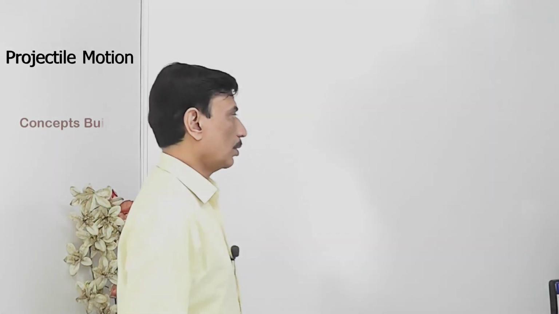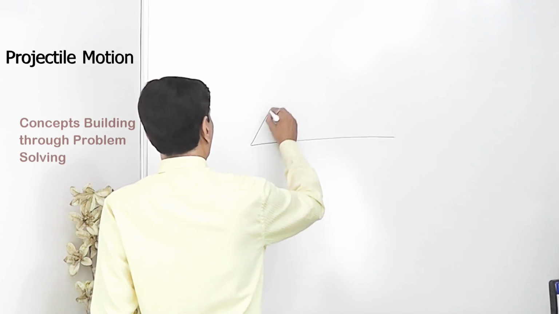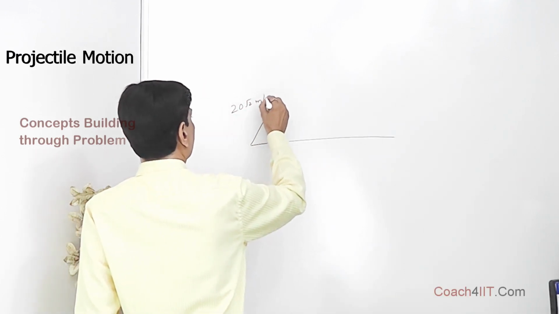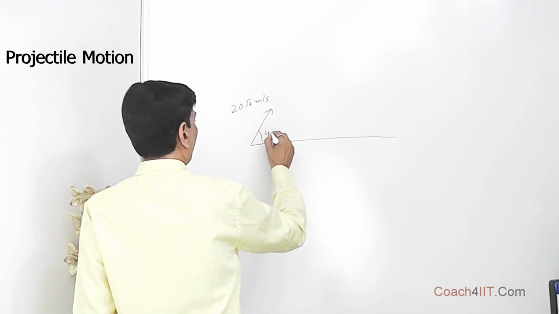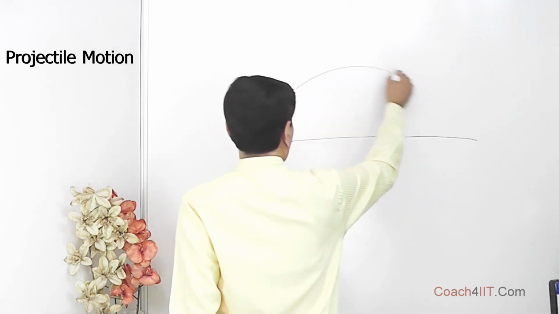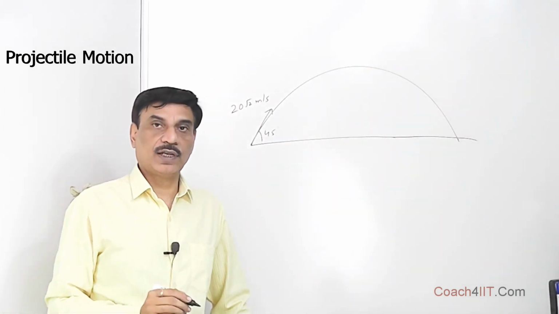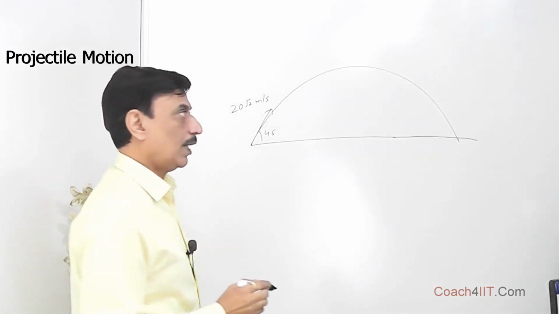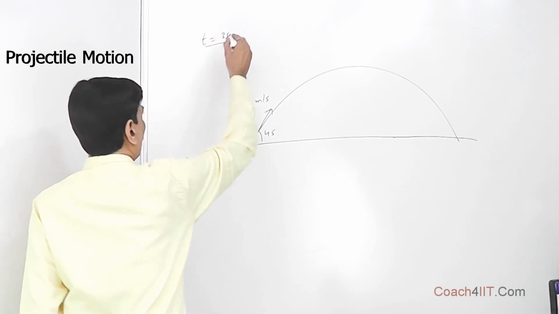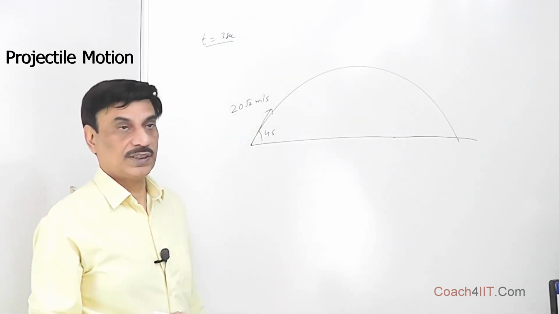Consider a case where a body is projected with a velocity of 20√2 meter per second at an angle of 45 degrees with the horizontal, and it goes like this. We are interested in finding its net velocity and displacement at t equal to, say, 3 seconds. So what is its net velocity and net displacement at t equal to 3 seconds?